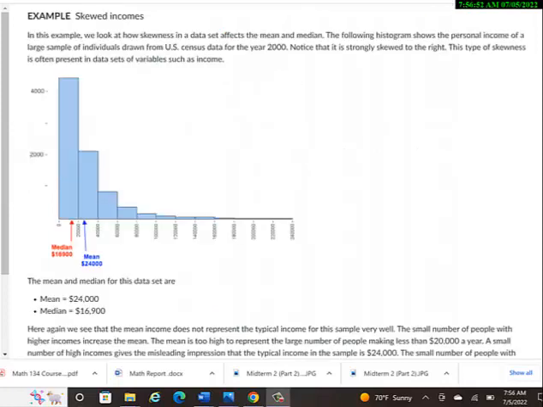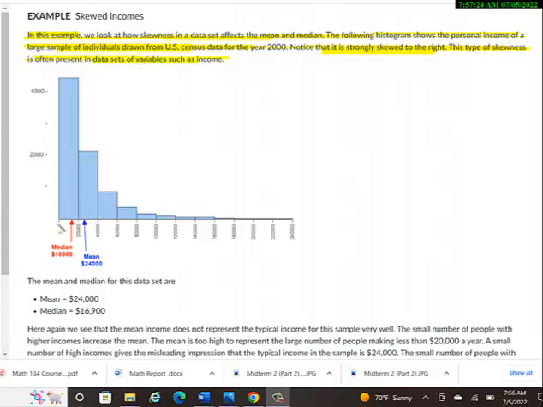Here we'll look at another example. What's it about? Skewed income. So in this example, we look at how skewedness in a data set affects the mean and the median. The following histogram shows the personal income of a large sample of individuals drawn from the U.S. Census data in the year 2000. Notice that it is strongly skewed to the right, which means that there are lots of values on the left, the smaller values, but not a lot on the right. This type of skewness is often present in data sets of variables such as income.